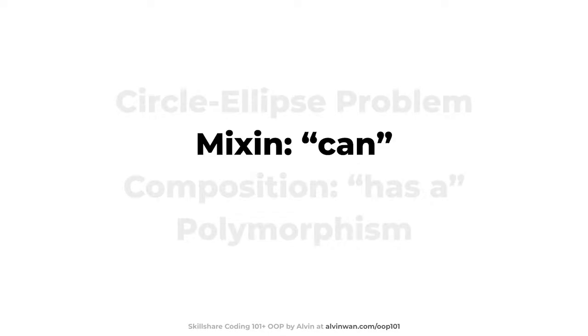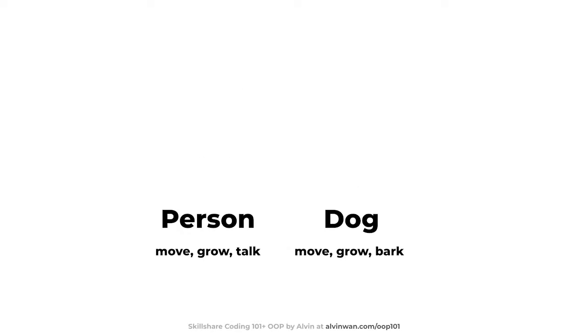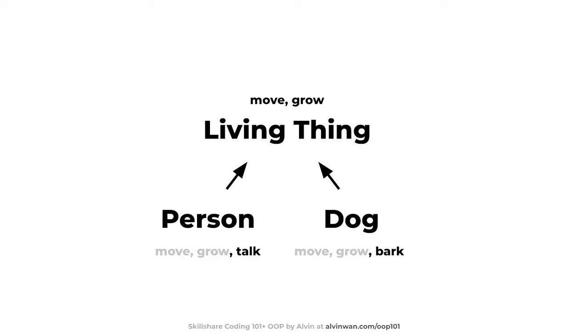Our solution is to use a different paradigm called mixins. I think of this as the can relationship. Let me show you what I mean. Here are two classes, person and dog. Beneath both classes, I've listed their methods. We'll start by using inheritance. Our natural parent class is living thing, which defines move and grow by default. Here, the gray text under person and dog means those two classes inherit those methods.